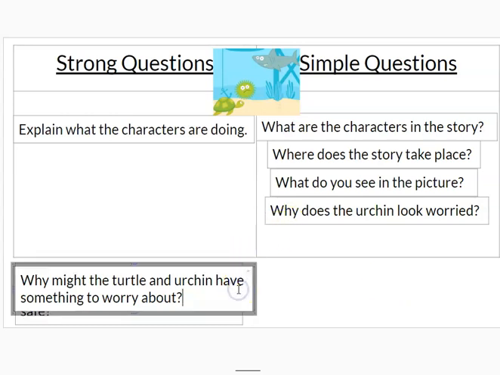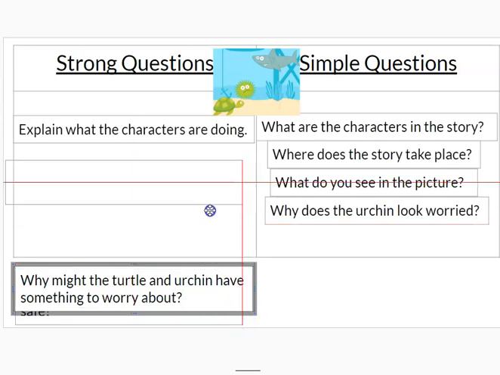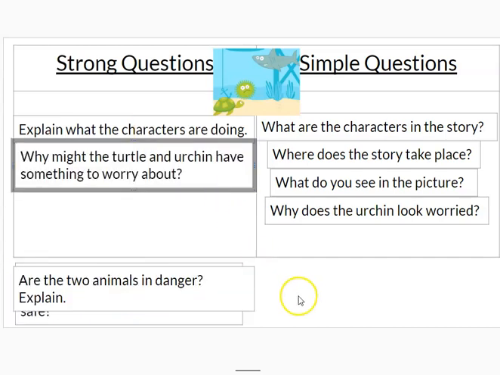The next question. Why might turtle and urchin have something to worry about? Is that a strong question or a simple question? Pause the video. Why might the turtle and urchin have something to worry about is a strong question. When we're using the word might, that means you're having to reflect and think really hard on what's happening and what your answer is going to be.